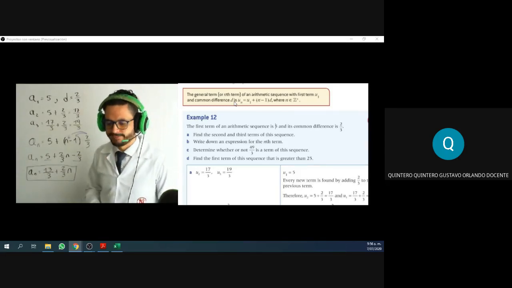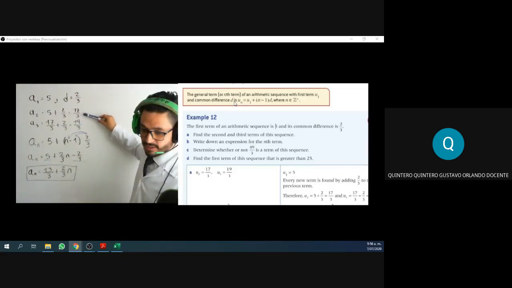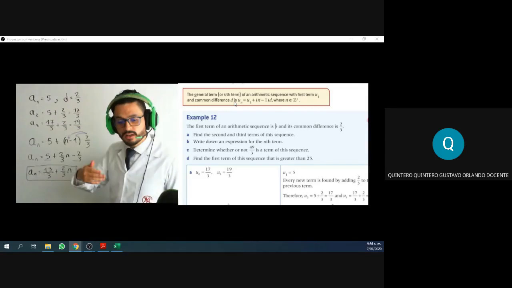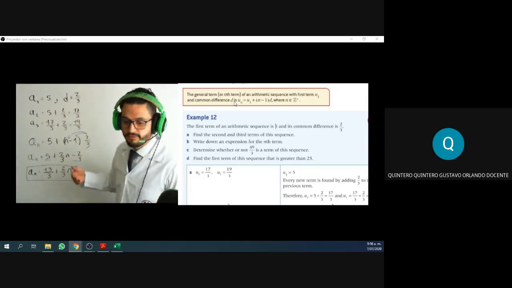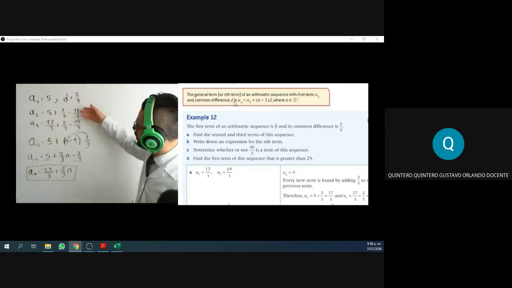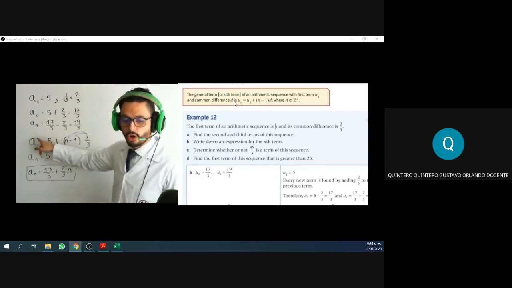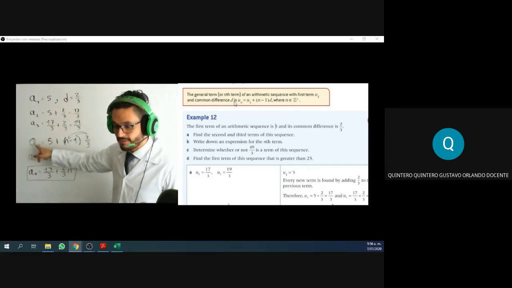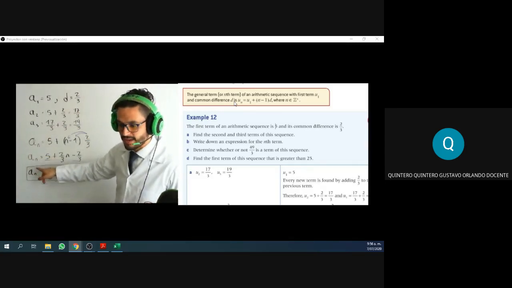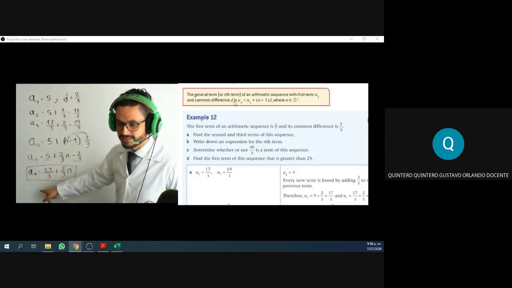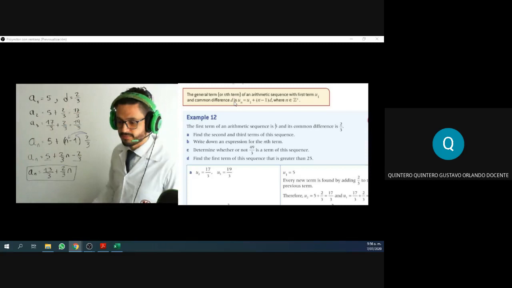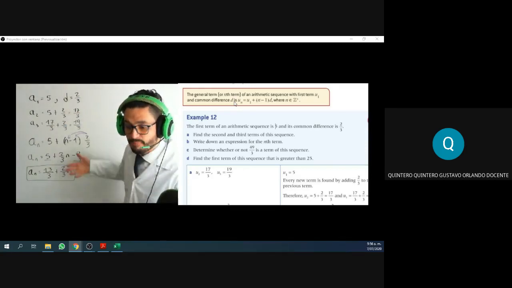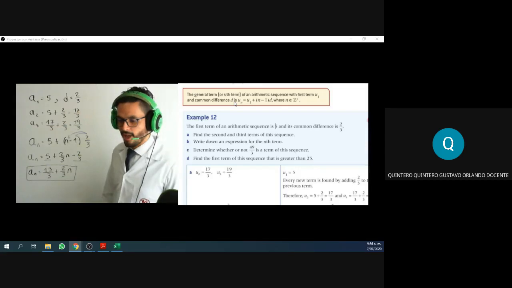49 over 3. I know the first is 5. The second is 17 over 3. The third is 19 over 3. So I could continue doing that to find out if 49 over 3 is a number of the sequence or not. I could continue with 8 over 4, 8 over 5, 8 over 6, 8 over 7, 8 over 8, 8 over 9, 8 over 10, and all of that. I can find all of the numbers and see if 49 over 3 appears in that list, right?